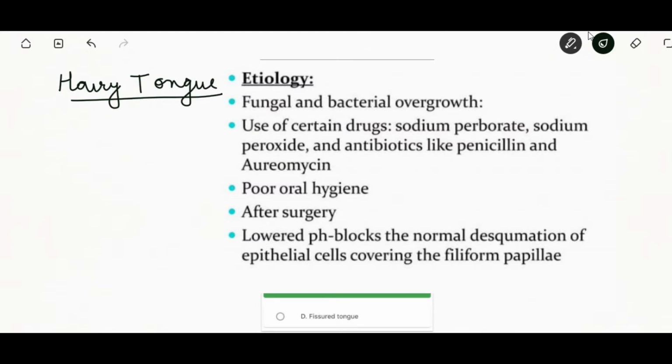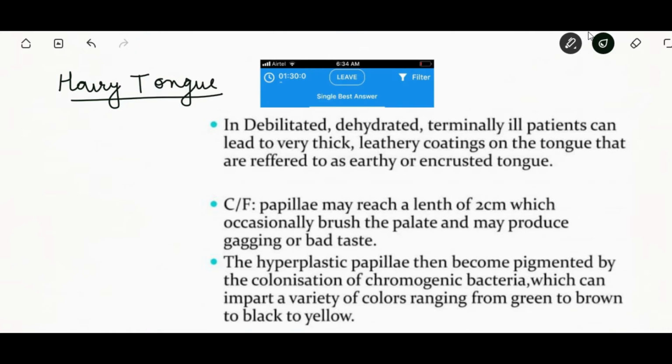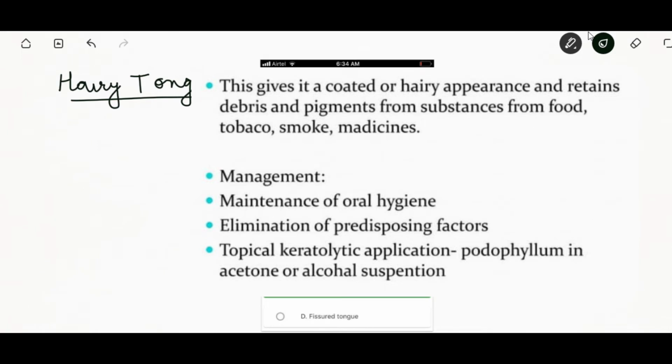On histopathologic examination, hairy tongue is characterized by marked elongation and hyperkeratosis of the filiform papillae. It is generally a benign condition, so it has no serious sequelae. The major concern is often the aesthetic appearance of the tongue with bad breath. Periodic scraping or brushing with a toothbrush or tongue scraper will promote desquamation of the hyperkeratotic papillae and surface debris.